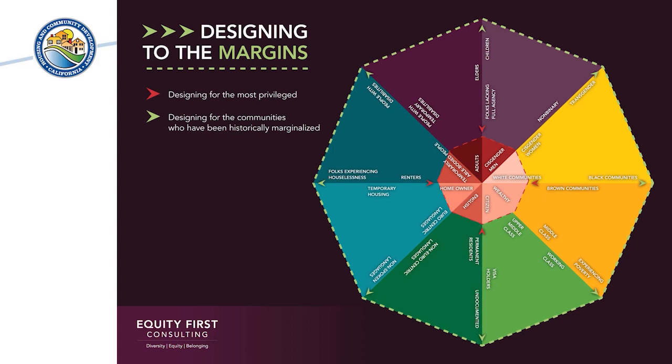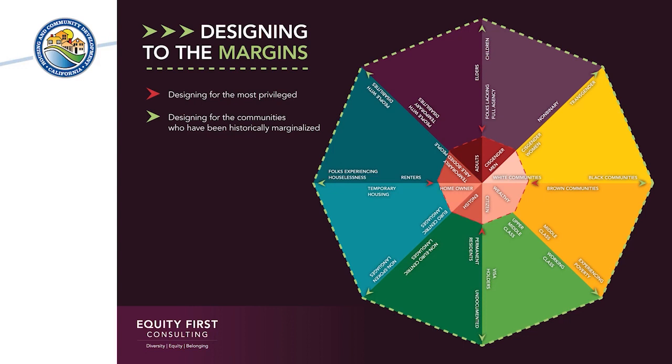This concept, the idea that humans live at the intersection of our multiple identity markers, is called intersectionality, and it is at the core of a design to the margins lens. In order to design equitable programs, jurisdictions need to consider the multiple overlapping identities of the people being served so that their needs can be met equitably.